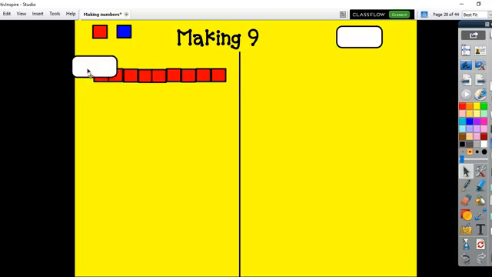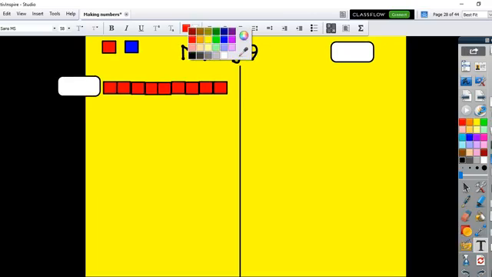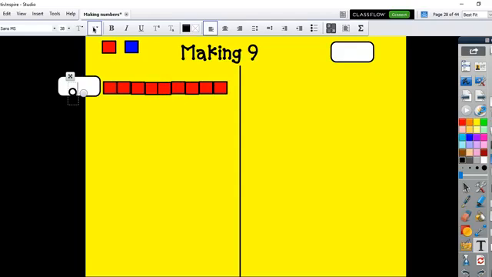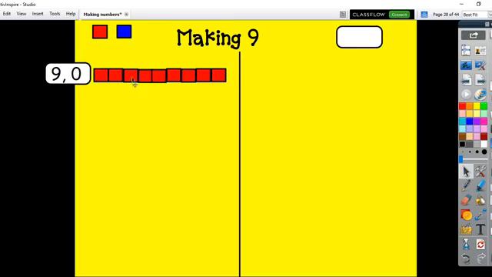Now remember we said we still have 2 parts, no matter what. We have, let me get that smaller, 9 and 0. So I'm going to pull that up so you can see it. 9 and 0 because I have 0 blue and all 9 are red. So 9 and 0.